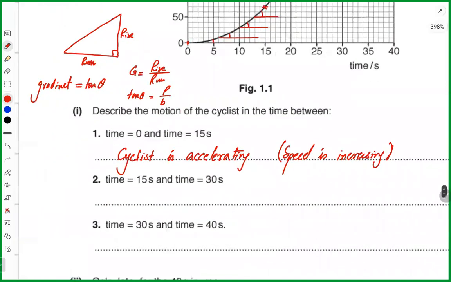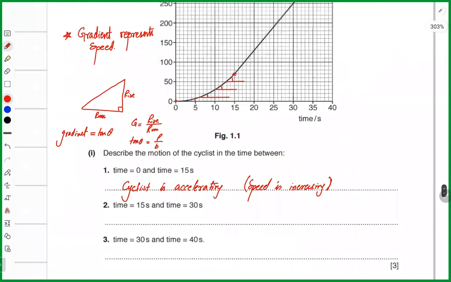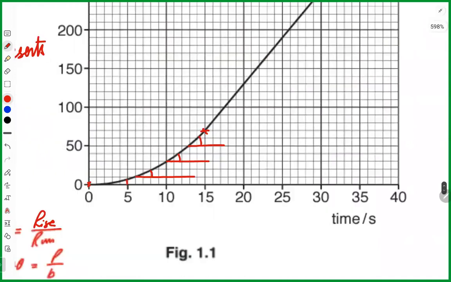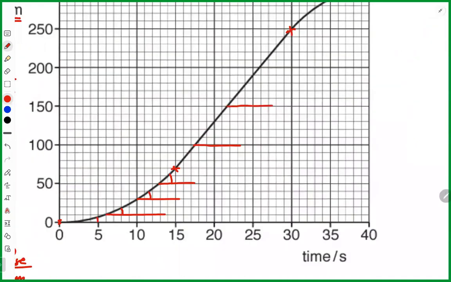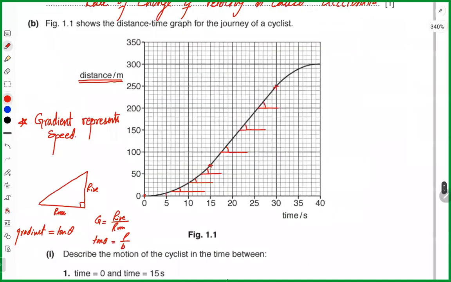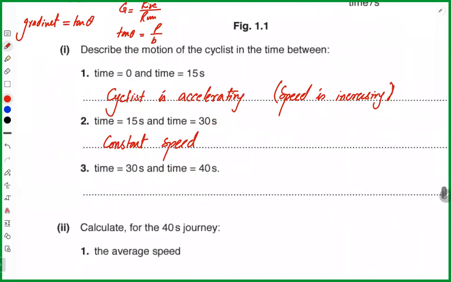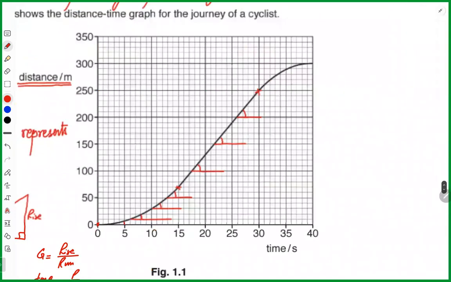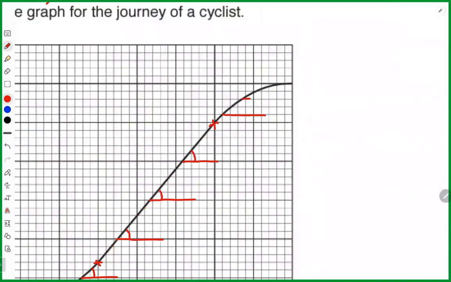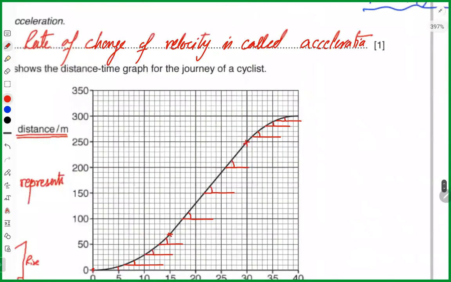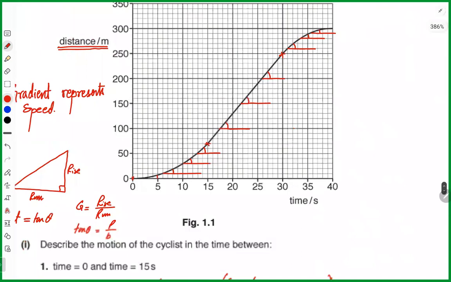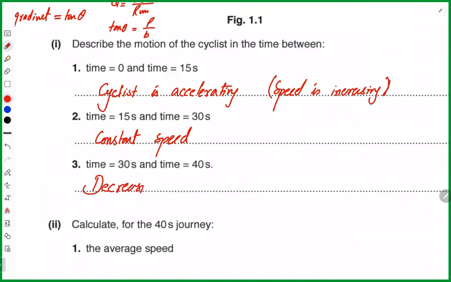Now, 15 to 30 seconds. I can see from 15 to 30 seconds there's a relatively straighter path. And if I make the imaginary x-axis at a different position, I will see that the angle is not changing. So the angle is constant, the gradient is constant, constant speed. And from t equals 30 to 40 seconds, I can see the gradient is gradually decreasing. I hope you can see that this angle is very large, this is small, this is very small, and the angle is decreasing. It means the gradient is decreasing. So decreasing speed, deceleration.